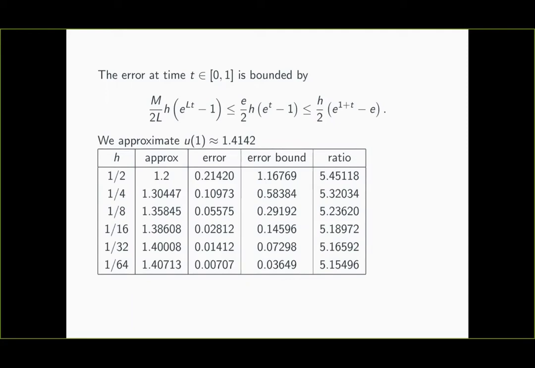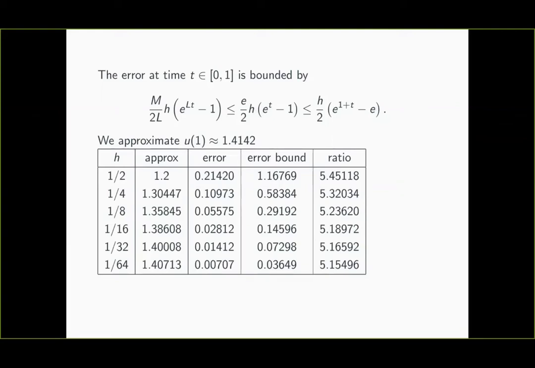And in the second column, you again find the approximation of u at time t equal 1 produced by the Euler method. We start with 1.2, then we get to 1.3, and you see that we're getting closer and closer to the true value. In the third column, you find again the actual approximation error. So we begin with roughly 0.214 for step size 1 over 2. And as I keep halving the step size, you also see that the approximation error gets halved.